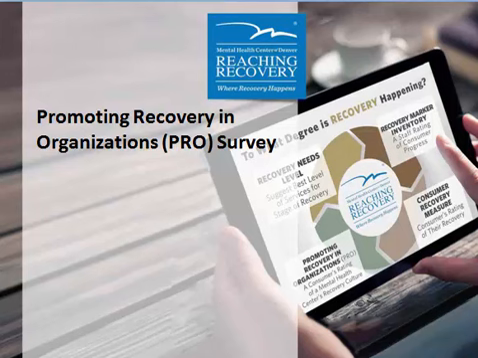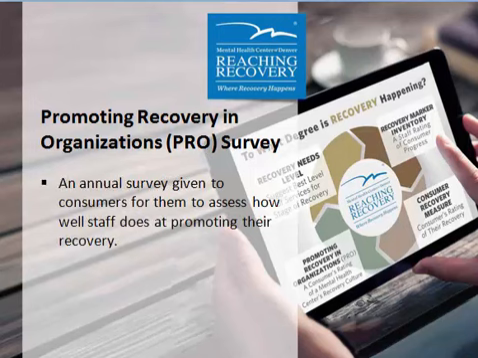The fourth instrument is called the PRO survey, or Promoting Recovery in Organizations. This is an annual survey given to consumers for them to assess how well staff does at promoting their recovery. We know that different staff promote recovery differently based on their different roles. Therefore, this survey is broken down by 7 types of staff that interact with consumers. For each type of staff, there are between 10 to 16 questions. This is administered by hiring and training consumers to survey other consumers.